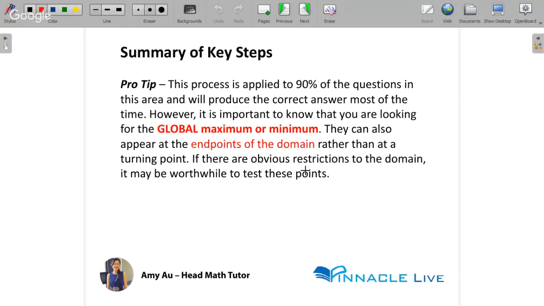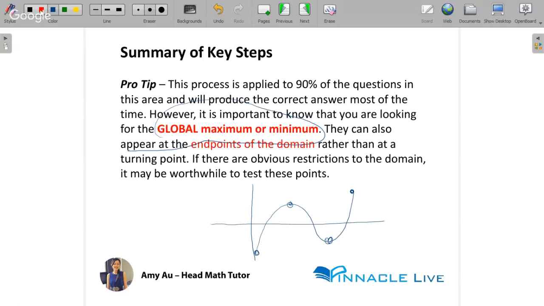But it's important that you know we are looking for the global maximum and minimum. Global means, so let me just draw a graph for you to demonstrate this point. So let's say I have a graph here. Just circle a couple of points.